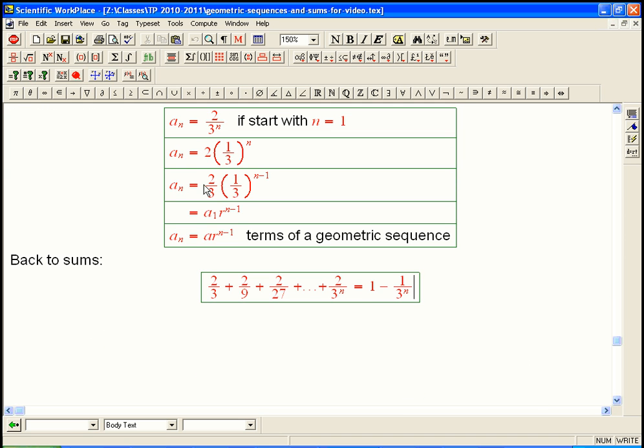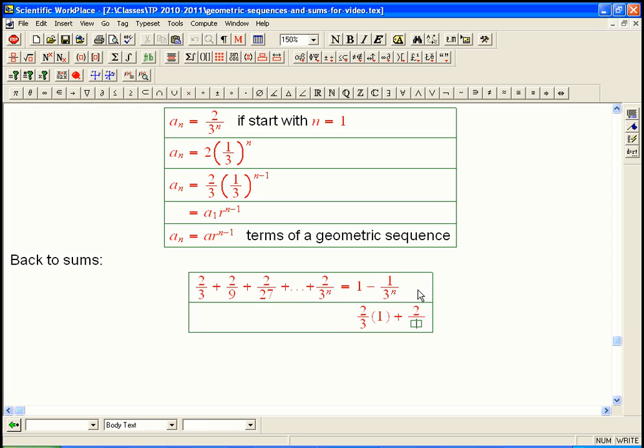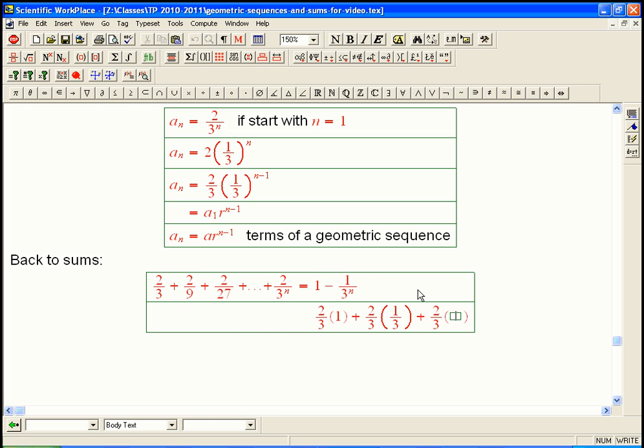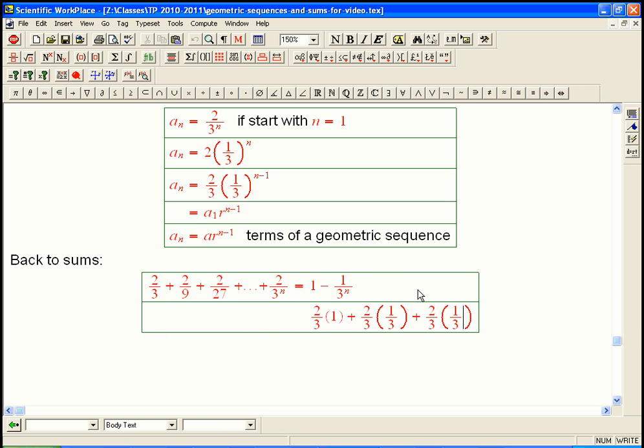And let's see if we can adjust that. It's going to be a little weird. It's not going to look quite as cool in a minute here. But I want to write it as 2/3 times 1 plus that 2/3 times 1/3 plus that starting term 2/3 times 1/3 squared.